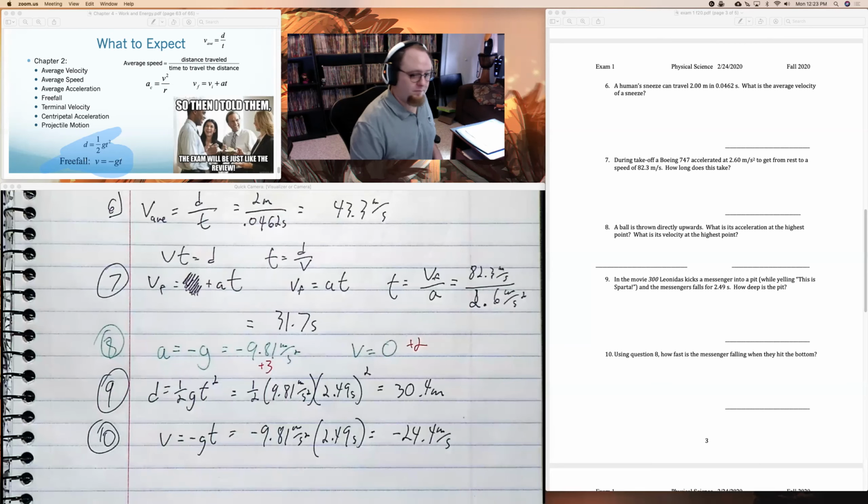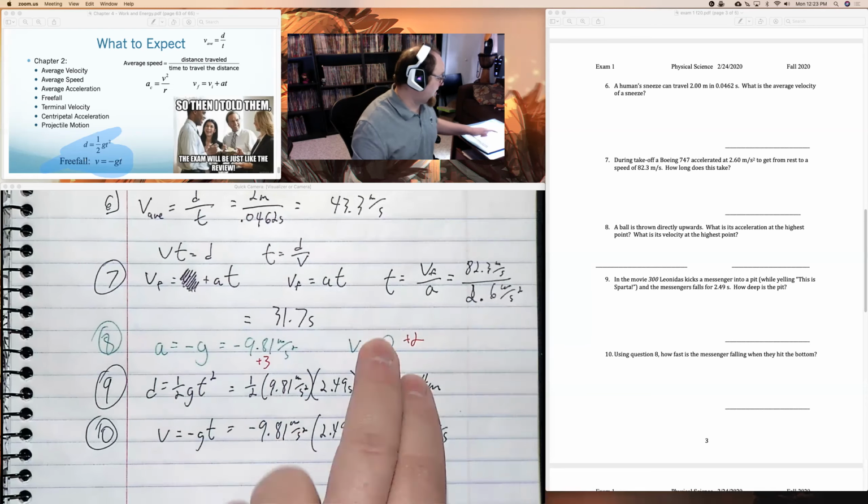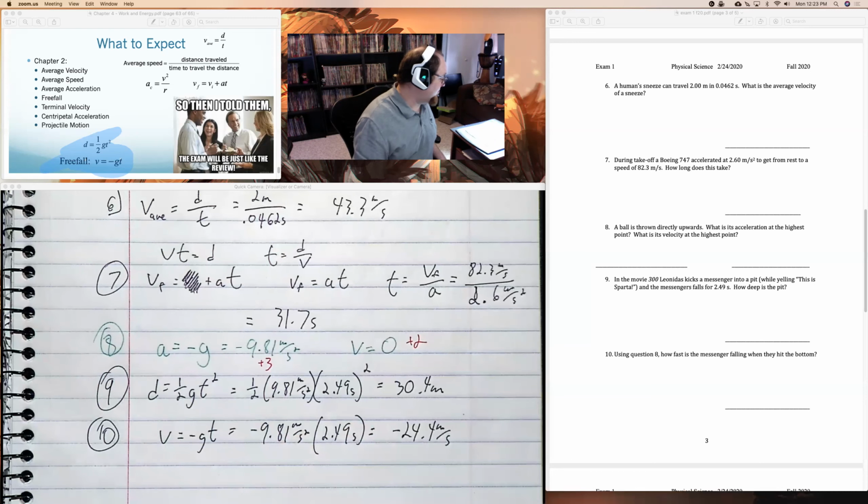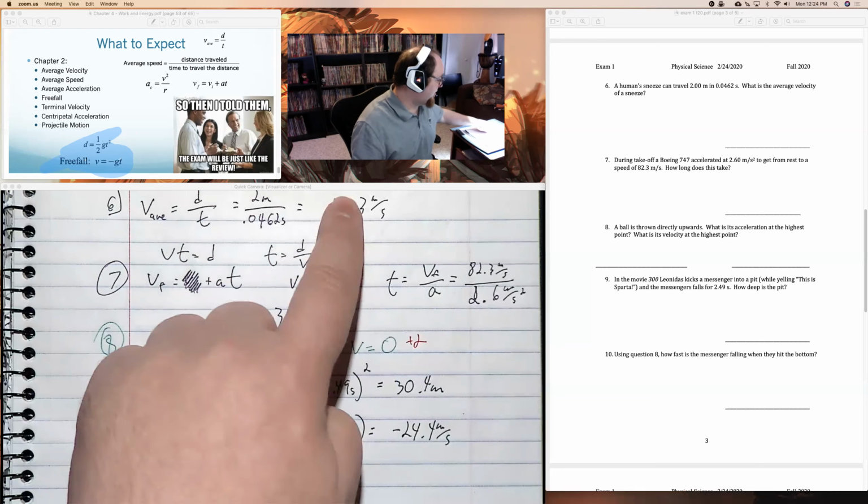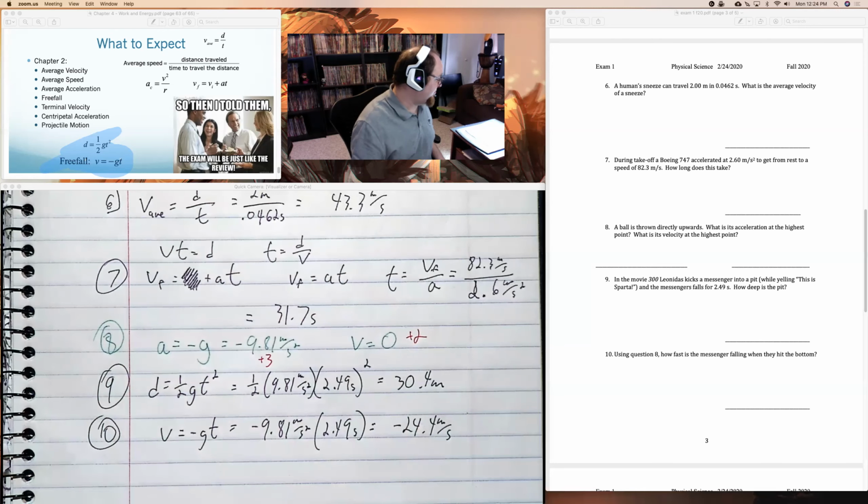How many digits do you want us to go to in the decimals? I do not grade that in physical science. I say normally if you have 3 non-zero digits, that's fine. You can see I rounded everything to 3. That's fine. All right.